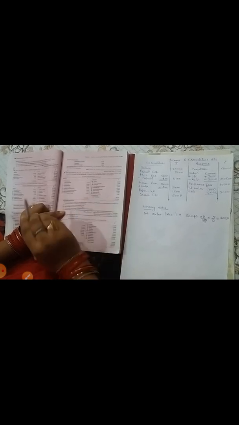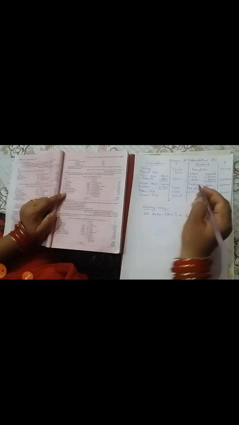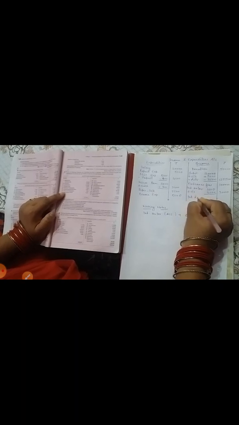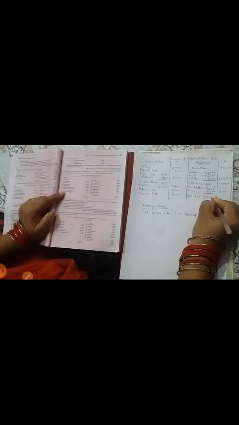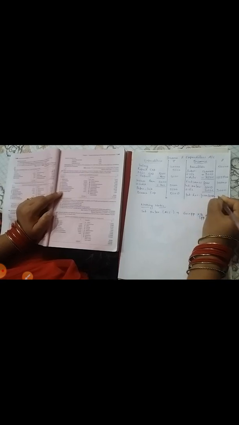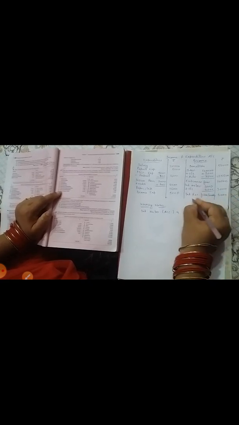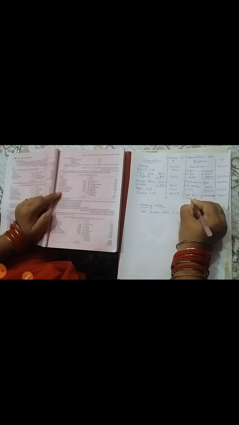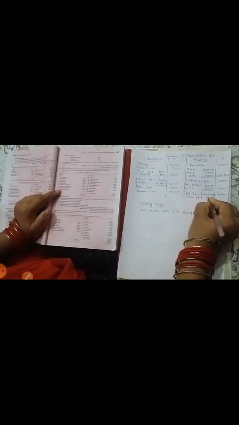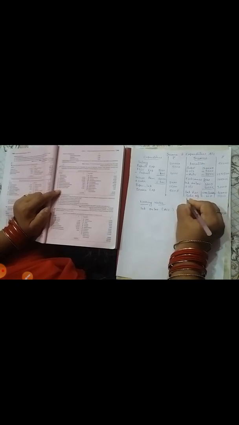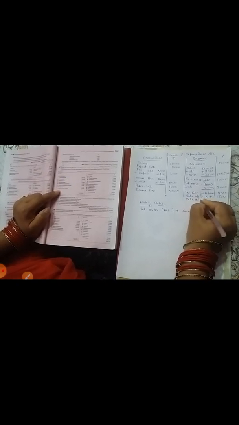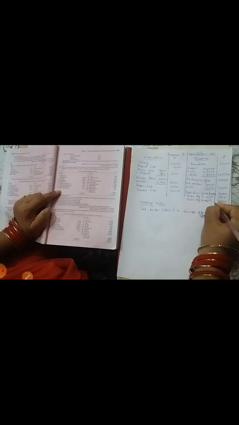Next is interest received from bank. Write this down as it is, 4,000. Next is sale of old newspaper. Write down as it is, 1,500. Next is sale of drama ticket. Drama ticket amount is 10,500.